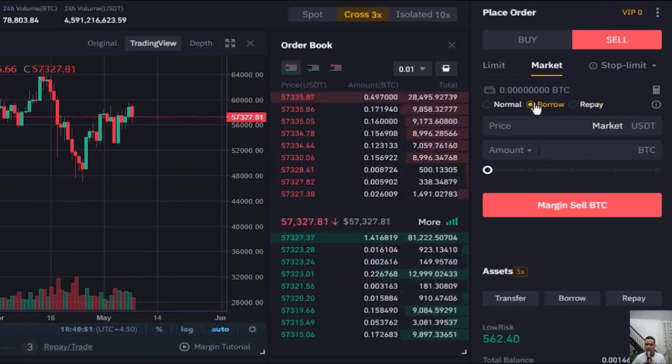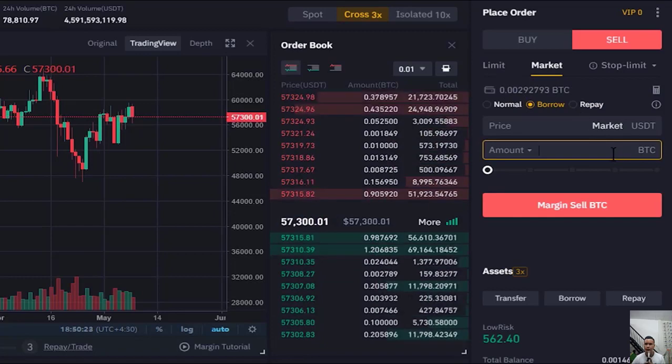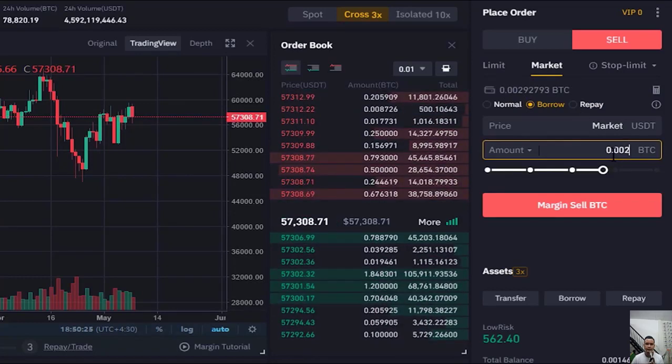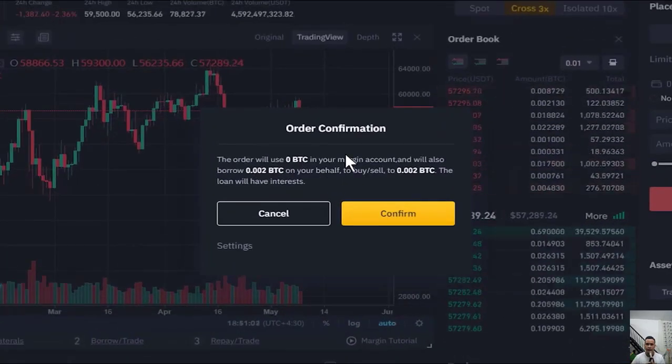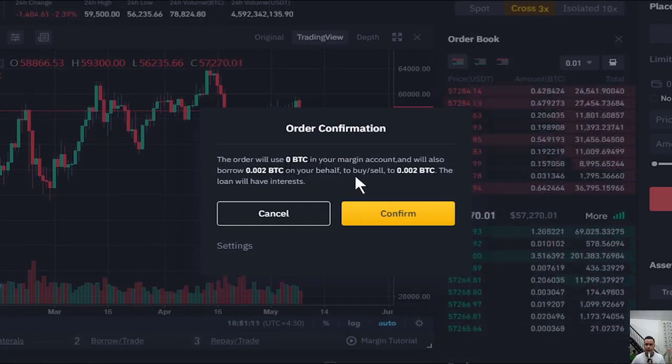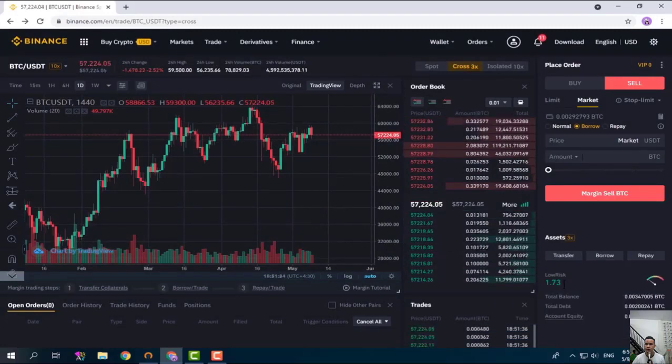We select borrow and it shows how much we can borrow. Let's borrow, for example, 0.002. We click on margin sell BTC. We didn't have any BTC in our margin account, so it says that the order is using our 0 BTC and it's borrowing 0.002 BTC to sell 0.002 BTC. We click on confirm and the order is filled successfully. So we borrowed 0.002 BTC and we sold it.